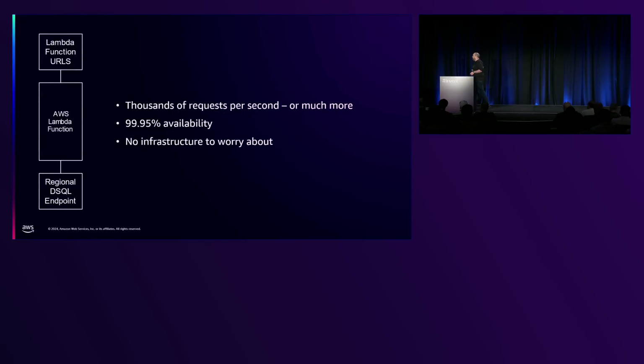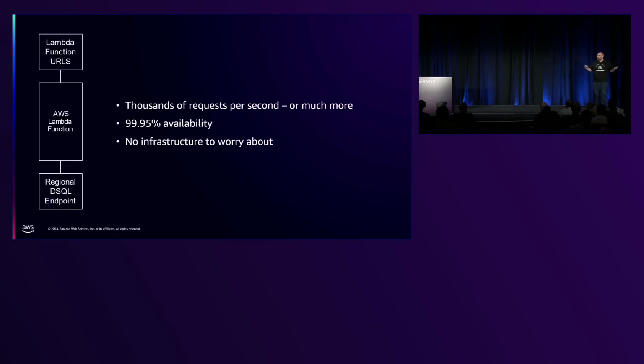But could we get even simpler? How about we use a Lambda function and Lambda function URLs? The combination of Lambda and DSQL here, they go together great. This is like chocolate and peanut butter. Allows thousands of requests a second, or much more. I tested this the other day, up to tens of thousands of requests a second, with just some code that I typed into the Lambda console. This might be the simplest possible, multi-thousand requests a second architecture that is available.